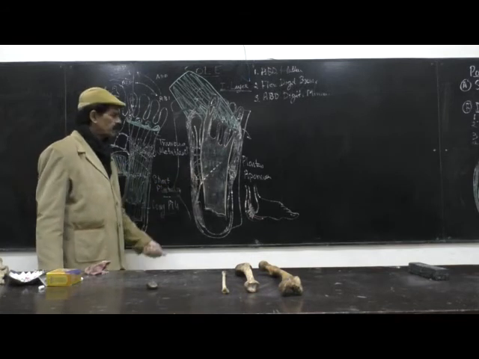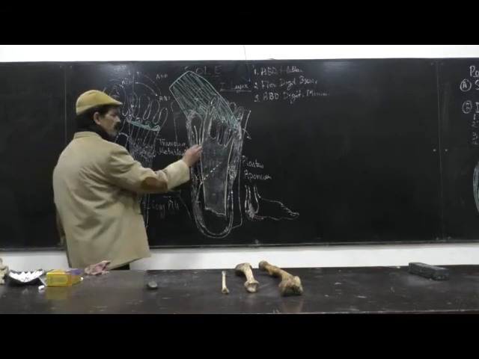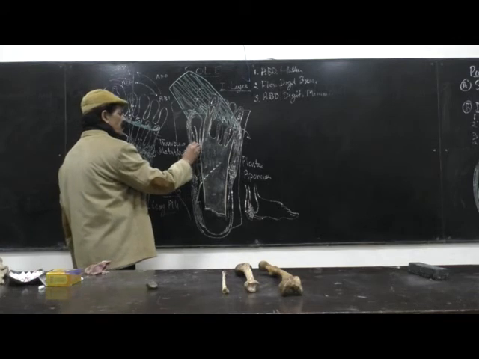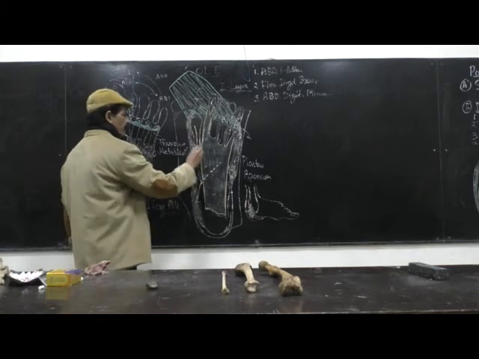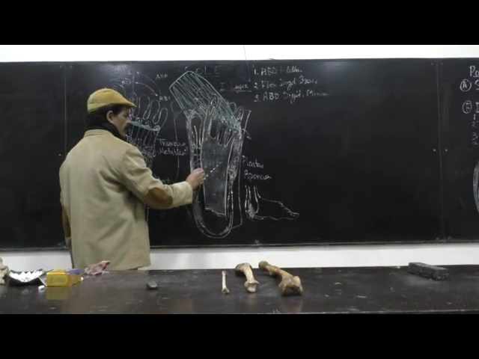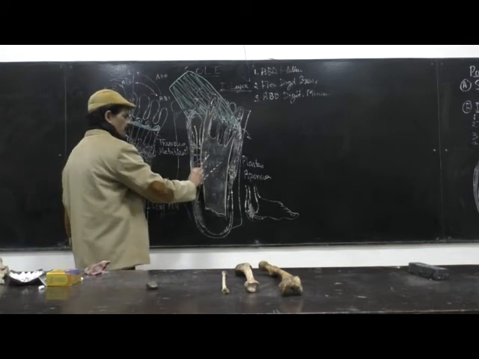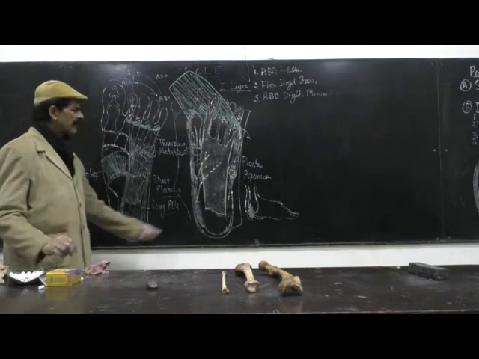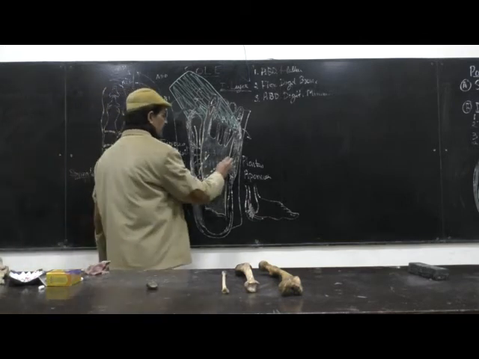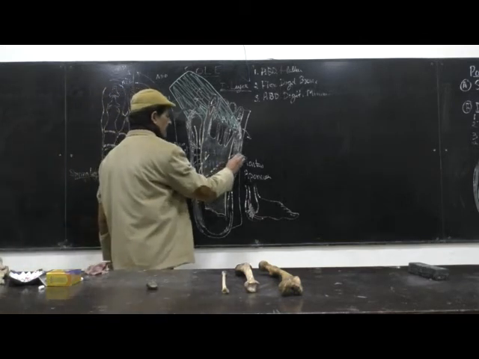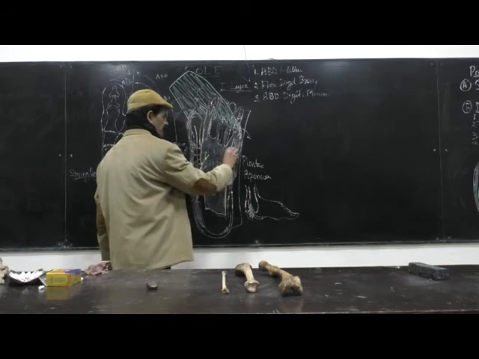This medial plantar nerve will supply the abductor hallucis. Plus this also supplies the flexor digitorum brevis muscle. The lateral plantar nerve goes laterally, and it will supply the abductor digiti minimi.